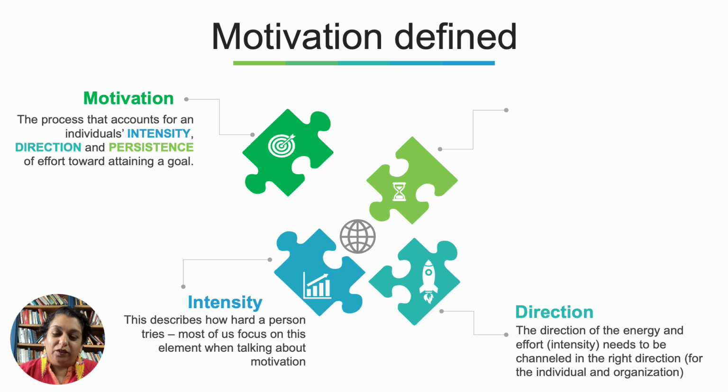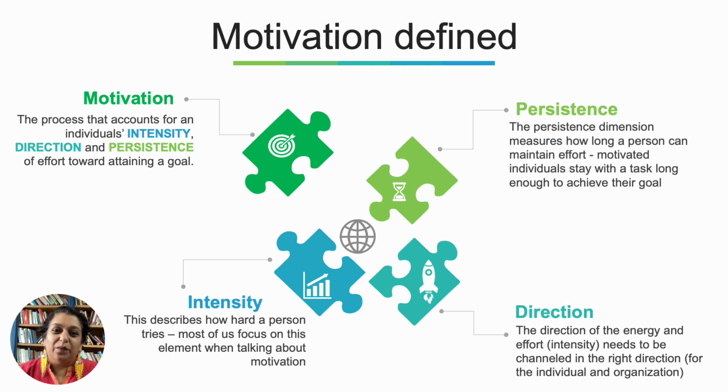And the third part of motivation is defined as persistence. So how long is a person able to maintain the effort with which they're trying to achieve their goal? Motivated individuals tend to have the ability to last long enough to achieve their goal. And motivation is thus defined as having these 3 elements together that allow the ability to be motivated or not.